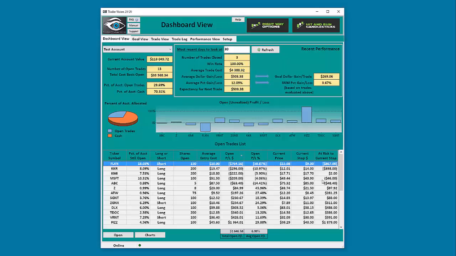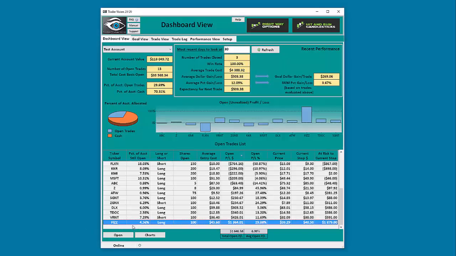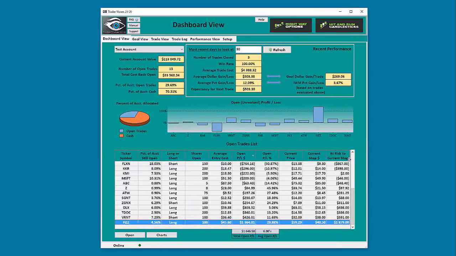By contrast, if we were looking to take profits, the FIZZ trade looks like a great opportunity there. If we were to sell the position at this point, we'd be taking almost a 30% gain and put $1,364 in the bank.